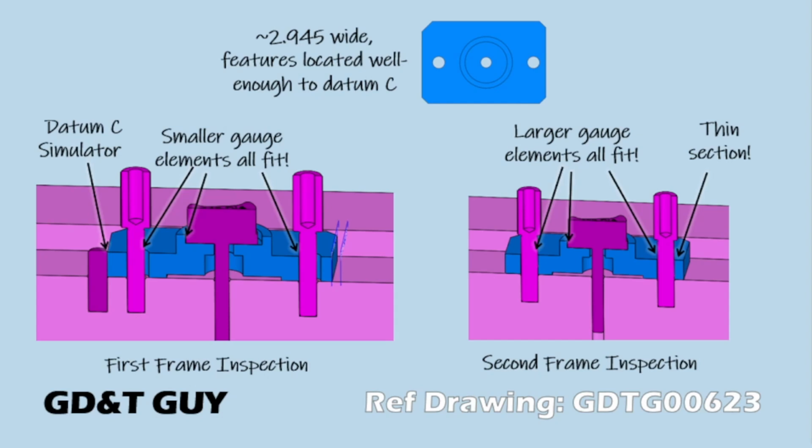Okay, but what if we introduce a new geometry, where the part is about as narrow as it can be, but the features are shifted over, away from datum C about as far as they can go? Well, for this one, the first frame 60 thousandths diameter position tolerance actually allows them to be quite away from datum C, now that we have these smaller gauge elements for this inspection. So yeah, it will pass the first frame inspection, and it will pass the second frame inspection, even though we now have this extra thin section on the rightmost end there.